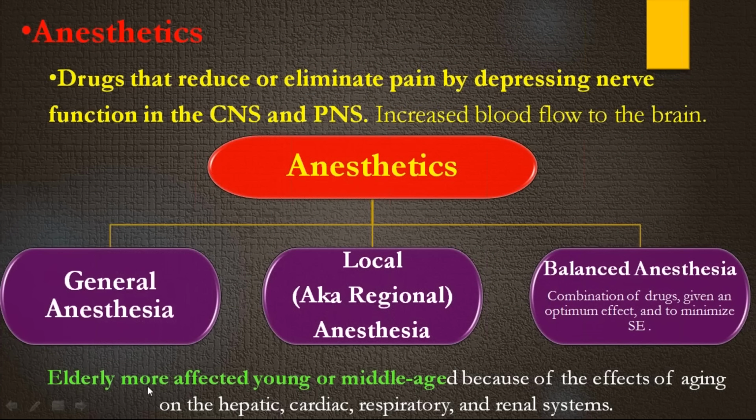All right, so let's start with the first topic, which is the anesthetics. The last lecture is where we are going to have more of what we are going to ask, because we didn't have a quiz about this, so mostly it's going to be focused on that. Anesthetics are drugs that reduce or eliminate pain by depressing the nervous function, the central and peripheral nervous system. We have general anesthesia, local anesthesia, and balanced anesthesia. Those are the three main divisions.